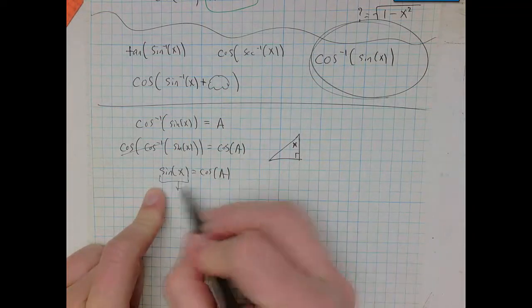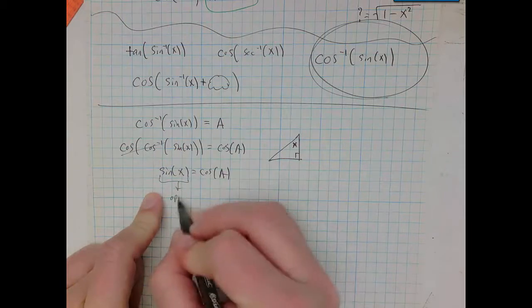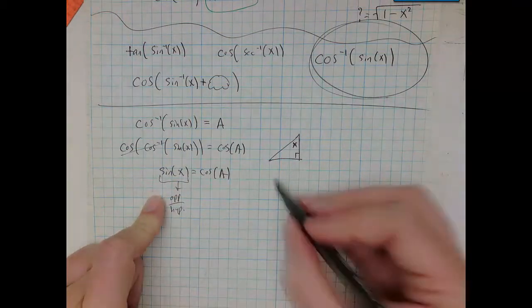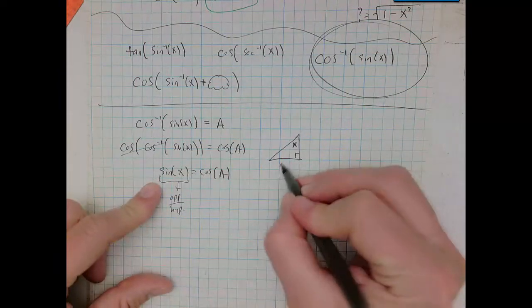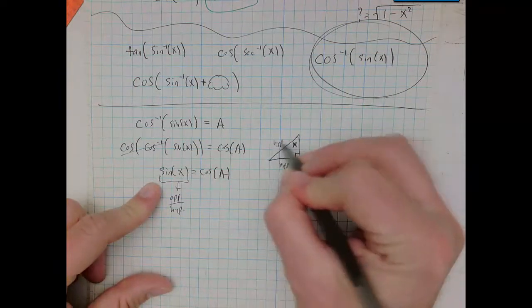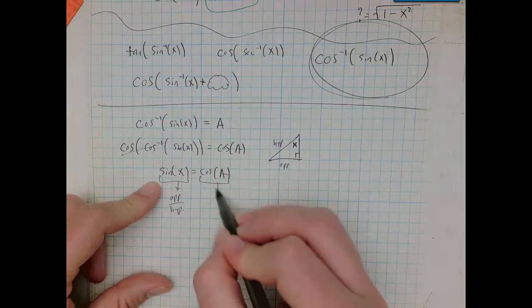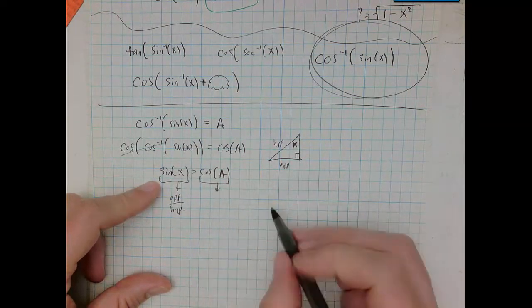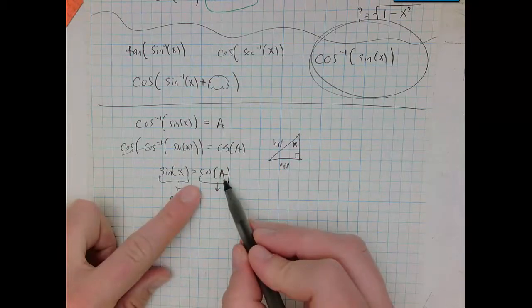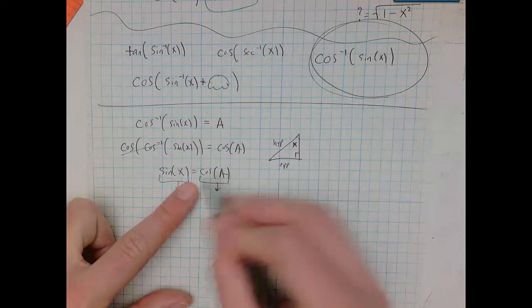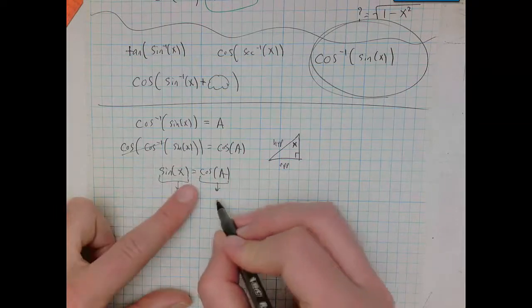Okay, so what do we know about sine x? We know that sine x is telling us an opposite over a hypotenuse. So let's go ahead and label that. Here's opposite over hypotenuse. All right, cool. So cosine A, what's that? So we don't know what A is. We know A is supposed to be an angle somehow. What would this describe?